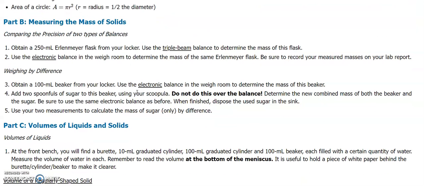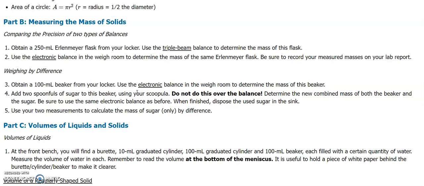Then you need to measure the mass of a solid. So obtain a 125 milliliter aluminum flask from your locker. Use the triple beam balance to determine the mass of this flask. Use the electronic balance in the weigh room to determine the mass of the same aluminum flask. Be sure to record your measured mass on your lab report.